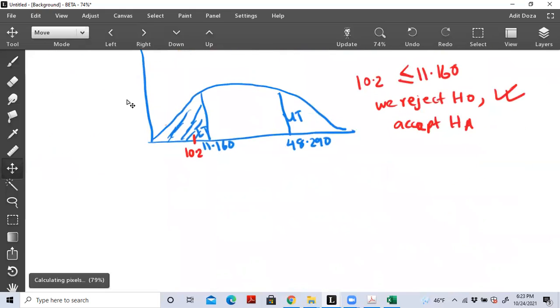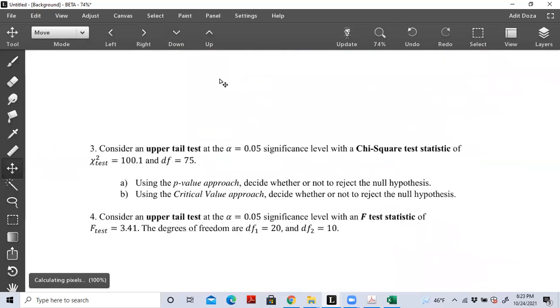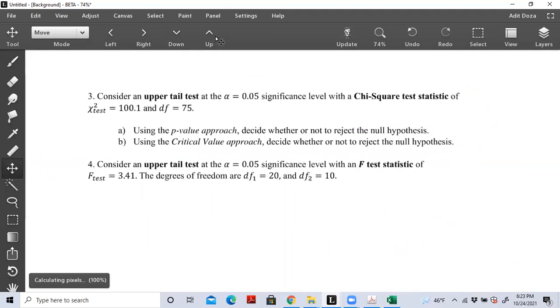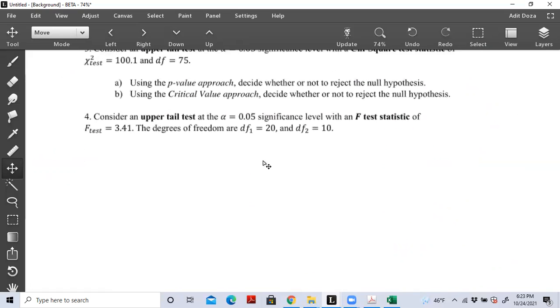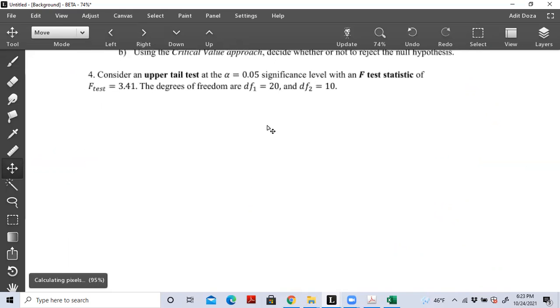Okay. Let's see. Question 3 is still chi-square. Let's actually do question number 4 first, because we have only around 7 minutes. I can do question 3 too, that's not a problem. Question 4 is a different question, not chi-square.